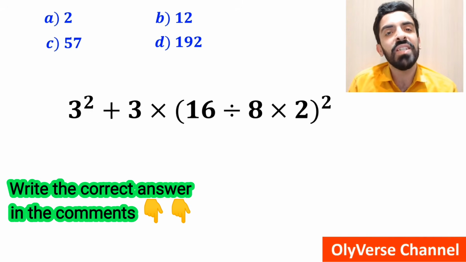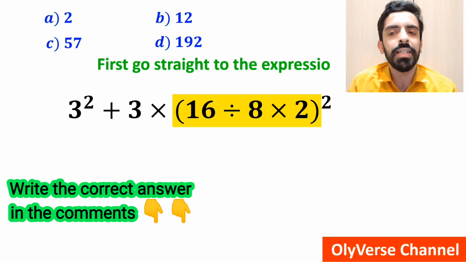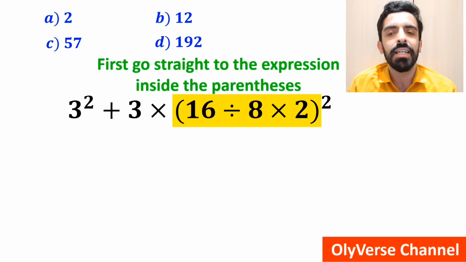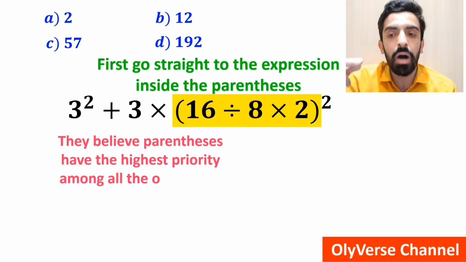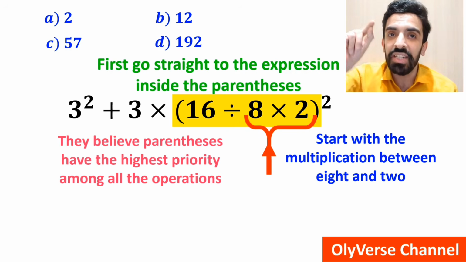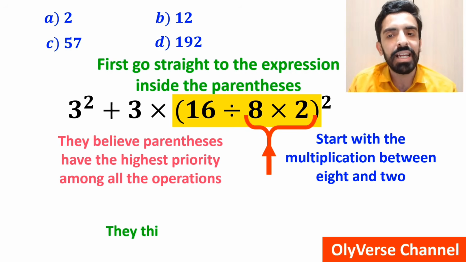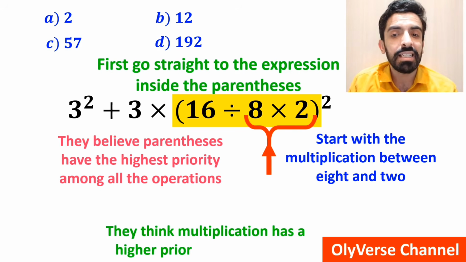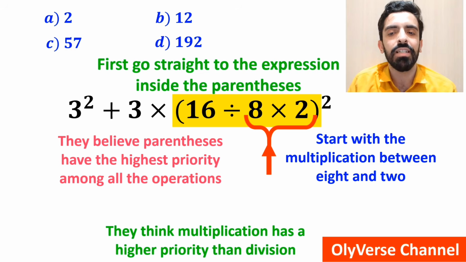Also, some other people when solving this question first go straight to the expression inside the parentheses because they believe parentheses have the highest priority among all the operations. And they start with the multiplication between 8 and 2 because they think multiplication has a higher priority than division.